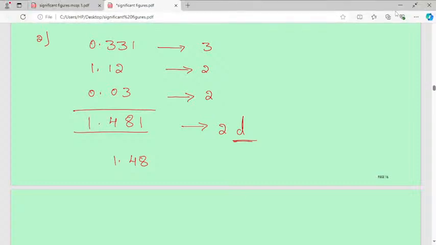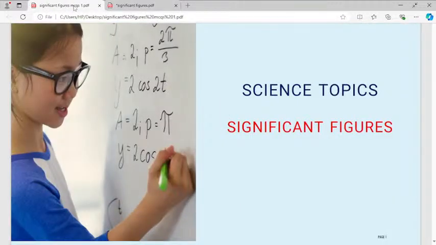Let us solve a few MCQ questions based on this topic. You will come to know when I start solving the MCQ questions.